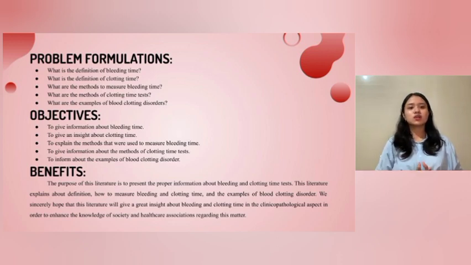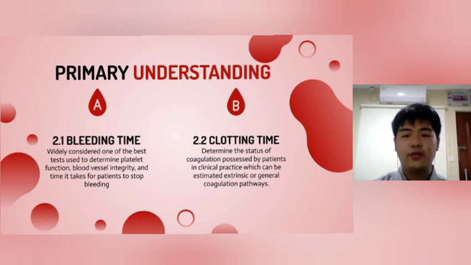The next one is objectives. So the first one is to give information about bleeding time and clotting time. The second one is to explain the methods that were used to measure bleeding time and clotting time. And the last one is to inform about the examples of blood clotting disorders. Now, the next one is benefits. So, we sincerely hope that this literature review will give a great insight about bleeding and clotting time in the clinicopathological aspect in order to enhance the knowledge of society and healthcare association regarding this matter. Okay, thank you for your time.